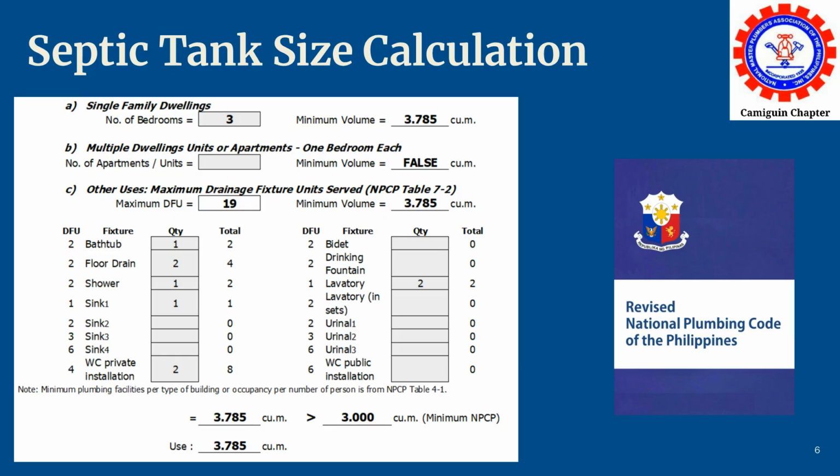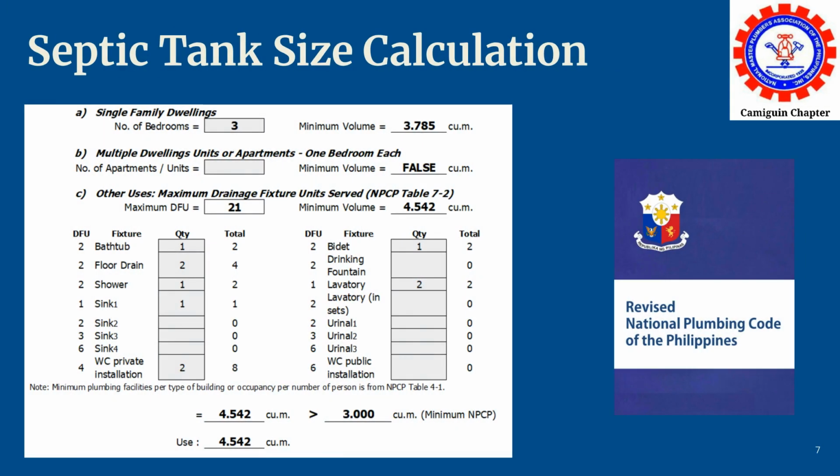We also calculate the tank capacity based on drainage fixture units. By totaling the units for various fixtures, we establish the maximum load to determine the necessary tank volume. The minimum plumbing facilities/fixtures per type of occupancy is found on RNPCP Table 4-1. In this example, we assume to use higher DFU value.